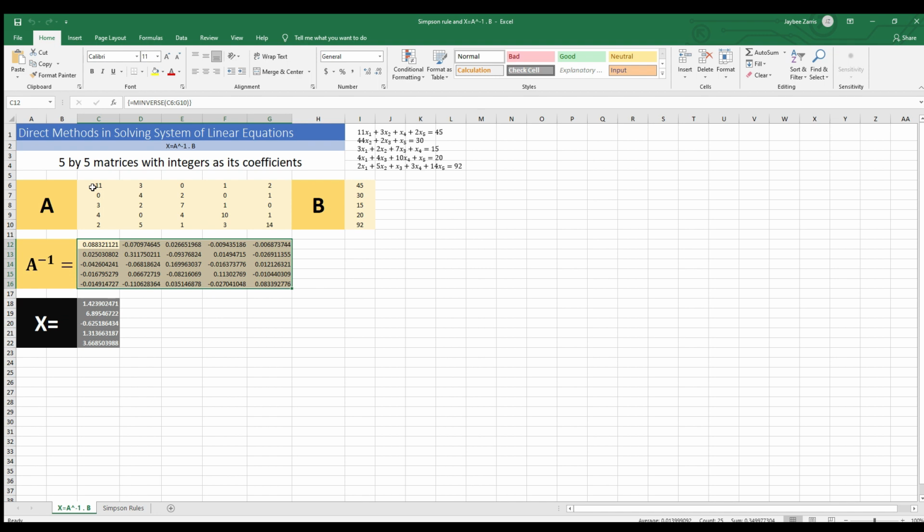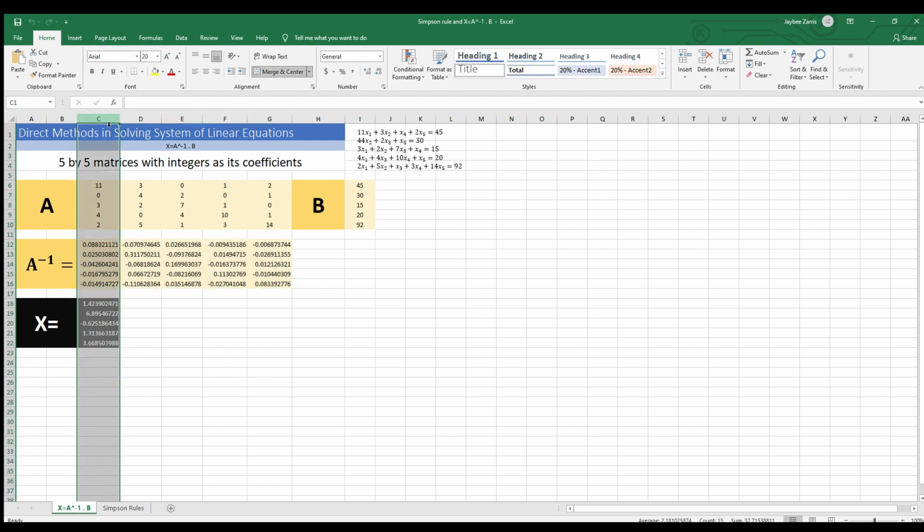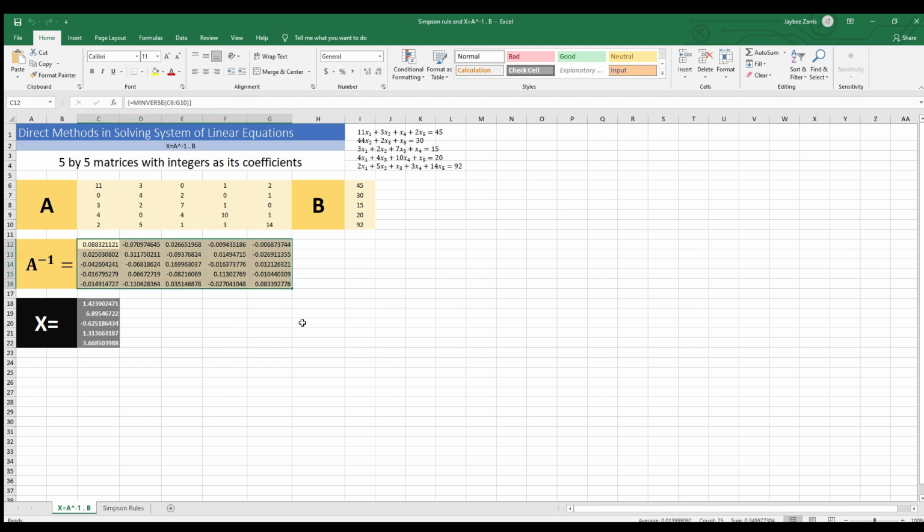I-drag natin ito, itong part na ito dito, para masolve natin siya, kasi ito yung sasolve natin, which is nandito, which is ito, C6 and G10. So, nasaan bang C6? Ito ang C, then 6, so 11, so right, ito siya. Then, yung dito naman siya, so ito siyang 14.